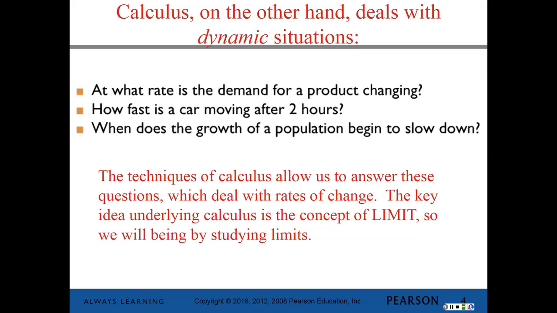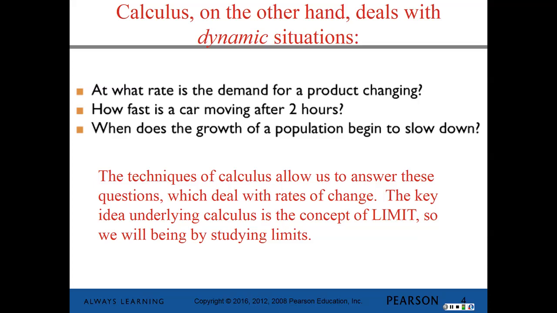In calculus, we're not going to deal just with static situations. We're going to deal with something called a dynamic situation. At what rate is the demand for a product changing? How fast is it changing? How fast is it increasing? How fast is it decreasing? We're talking about rates of change. How fast is a car moving after 2 hours? There again, that's a speed, miles per hour. And at the 2 hour point, how fast is it moving at that moment? When does the growth of population begin to slow down?